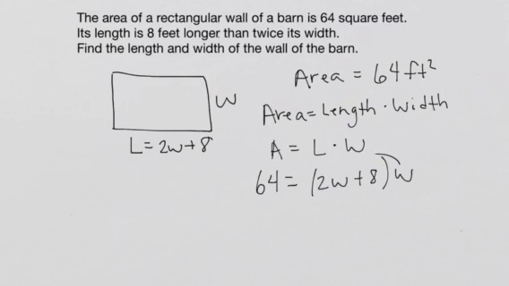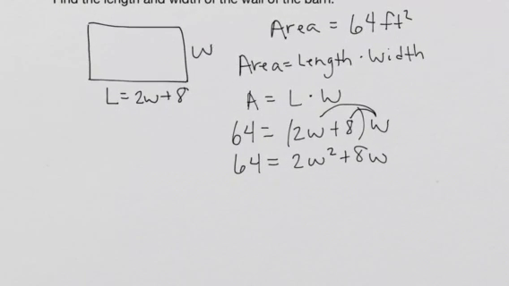So if we distribute W into the binomial, we have 64 is equal to 2W squared plus 8W. We have a quadratic, so since our highest power is 2, we'll move everything to one side and try to factor. So in order to do that, we're subtracting the 64 to the right-hand side.